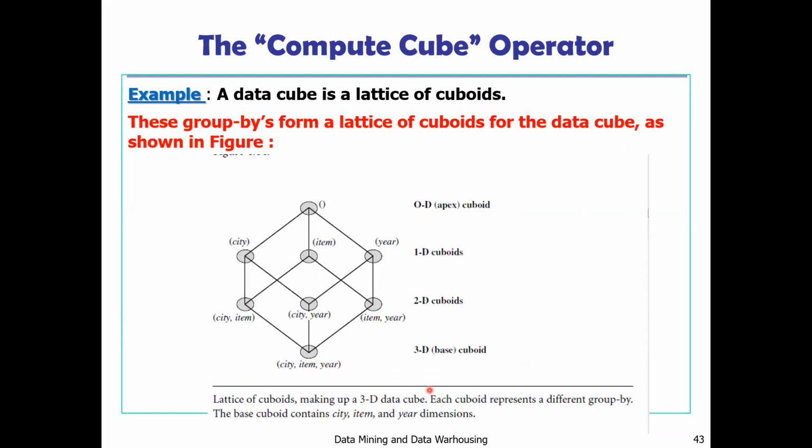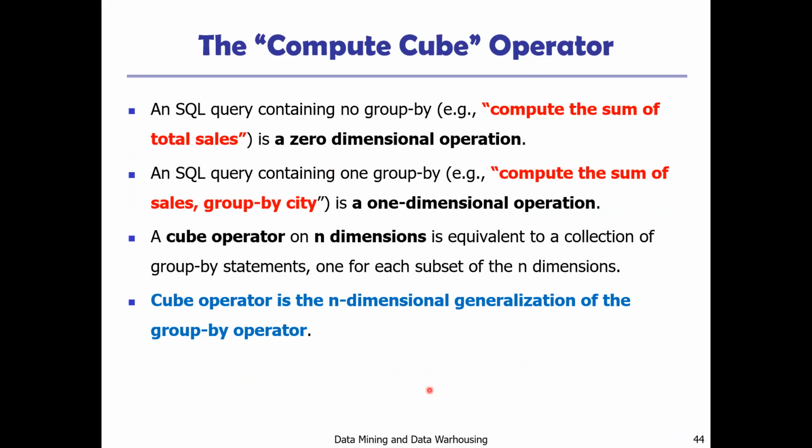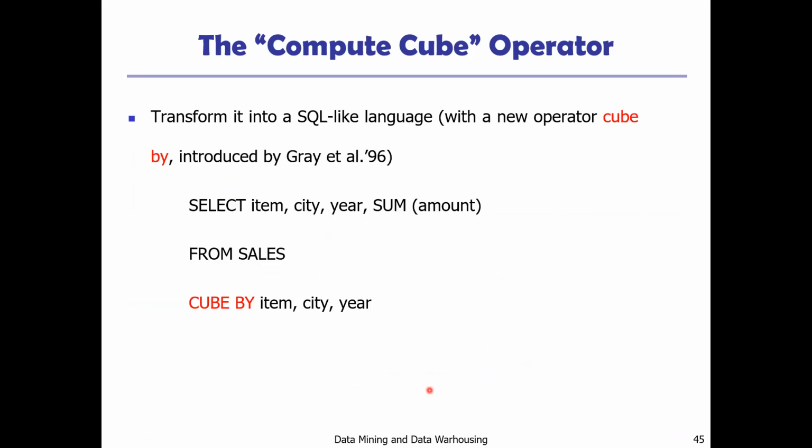So based on this, these dimensions will represent the number of possible group by operations that we can compute using the compute operation. However, if we want to compute all the possible combinations, all 8 group bys, in this case, we'll be using the cube operator or cube by operator. When we say cube by operator, item, city, and year, it will repeat the same order 8 times, because we already said that we will have 8 possible group bys.